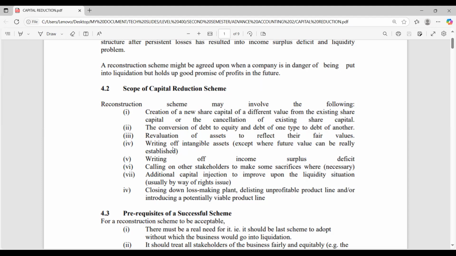The patent rights and goodwill that the question told you must be written off must go to the debit side of the capital reduction account. In the same way, the deficit, the retained earnings that is negative in the balance sheet, must be sent to the debit side of the capital reduction account.